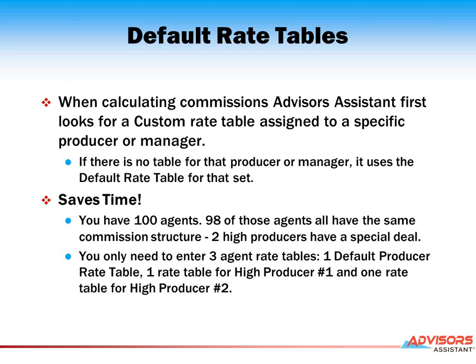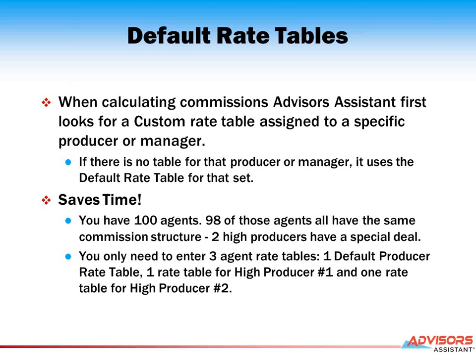For example, let's say that you have 100 agents in the agency and 98 of them are all going to get paid the same commission. But 2 high-producing agents are going to get paid a special commission.